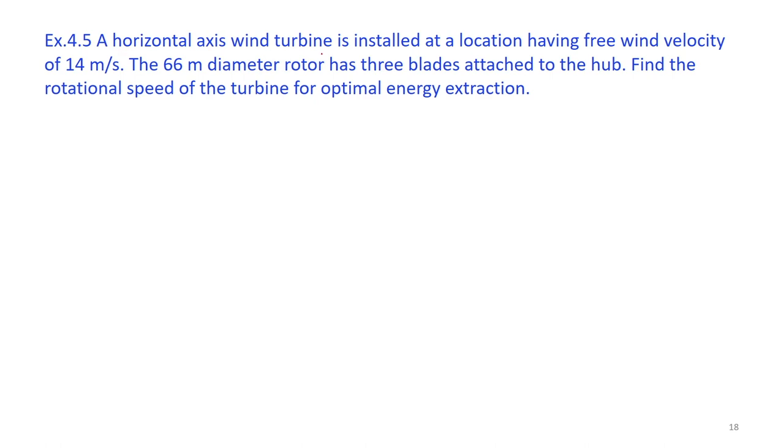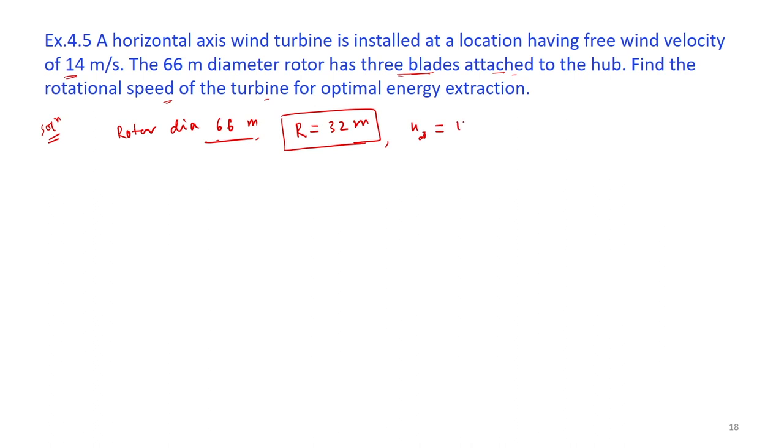We are considering a horizontal axis wind turbine which has to be installed at a location having a free wind velocity of 14 meters per second. The 66 meter diameter rotor has three blades attached to the hub. We need to find the rotational speed of the turbine for optimal energy extraction. So the solution goes something like this. We have rotor diameter of 66 meters, which means the radius is 33 meters because it is d by 2. U infinity is given as 14 meters per second, and the number of blades is 3.